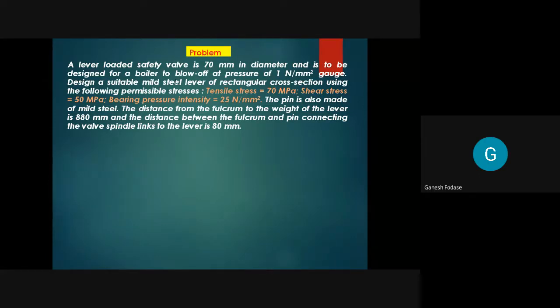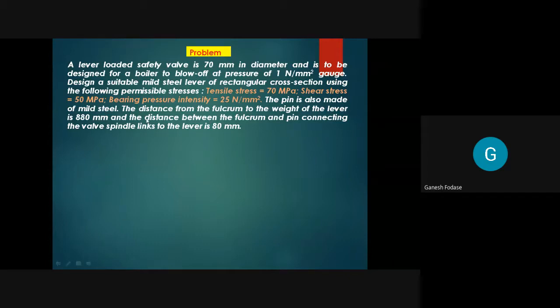A mild steel lever of rectangular cross section is given, using the following permissible stresses. The permissible stresses are tensile stress, shear stress, and bearing pressure intensity. Where this bearing pressure intensity is used, we will see in the detailed design. So these three stresses are given: sigma T, shear stress tau, and bearing pressure, let's say P1. Bearing pressure intensity is given as 25 Newton per mm square. The pin is also made of mild steel, so the pin and lever are both of the same material.